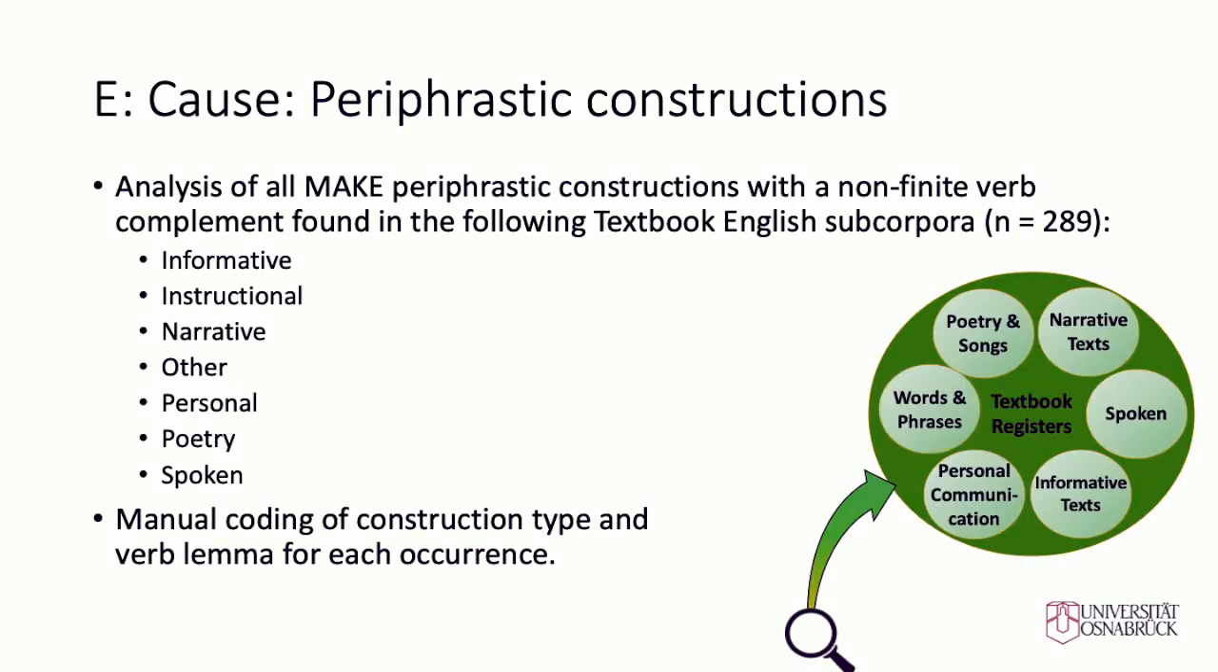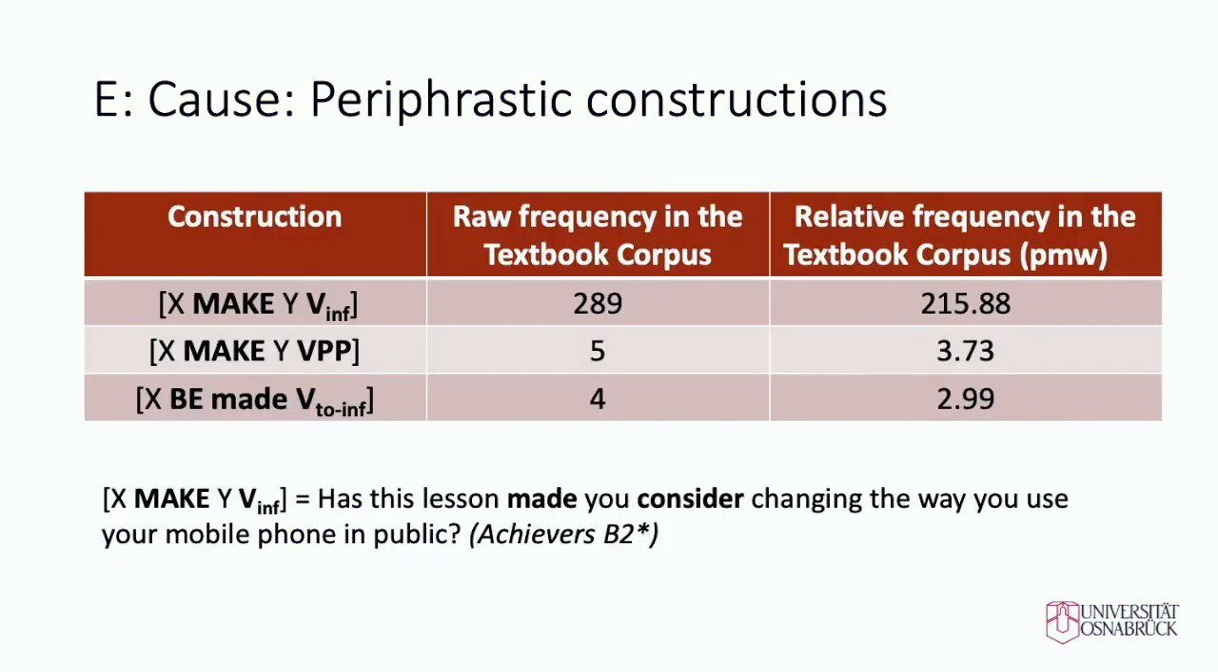So that means I've included everything from the textbook corpus except the words and phrases, because these are sentences that are used mostly out of context in exercises. So these are the basic results. We find that out of those, the vast majority are of this particular construction type, so that was with the infinitive, and we have very few of these 2 other types here.